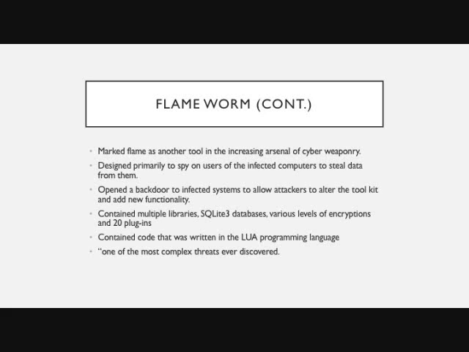Expert analysis of Flame revealed that it was designed primarily to spy on the users of infected computers and to steal data from them. This data included documents and recorded conversations and keystrokes. Flame also opened the back door to infected systems to allow the attackers to alter the toolkit and add new functionality. It contained multiple libraries, SQLite 3 databases, various levels of encryptions, and 20 plugins that were able to be swapped in and out to provide multiple different functionalities for the attackers.